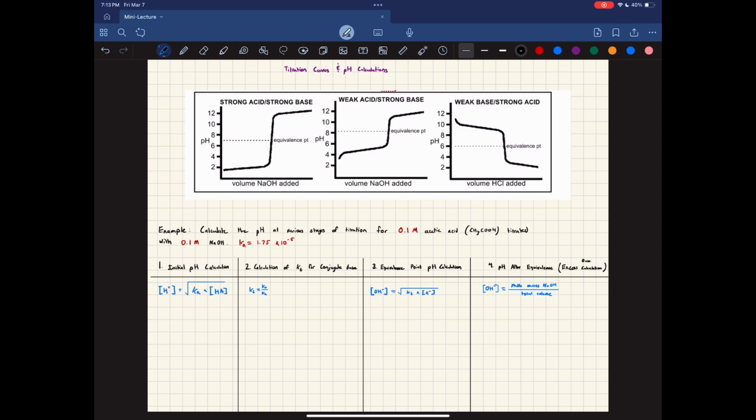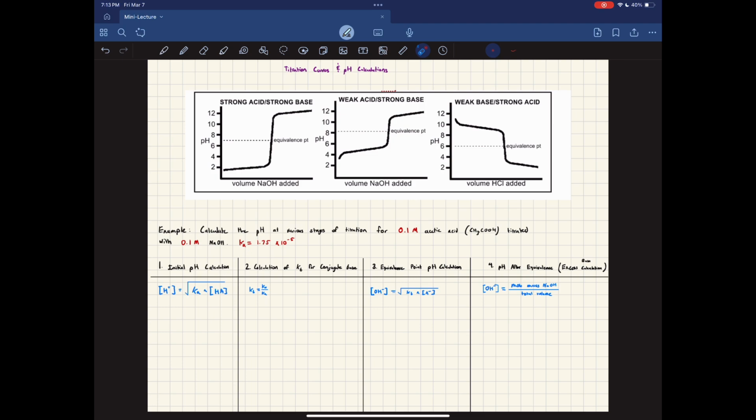Today I'll explain the titration curves for a strong acid, strong base, weak acid, strong base, and a weak base, strong acid, followed by a step-by-step pH calculation for a weak acid, strong base titration. Alright, let's begin.